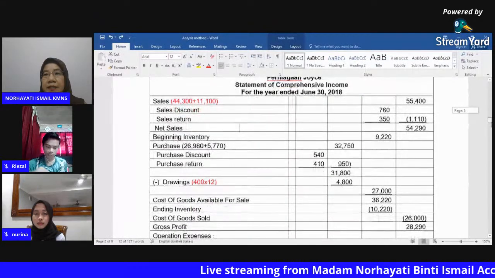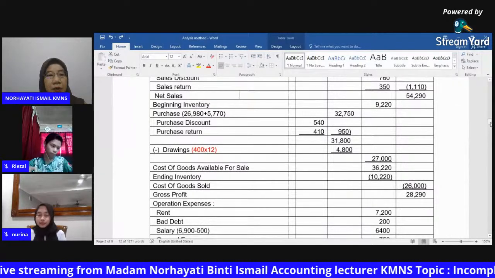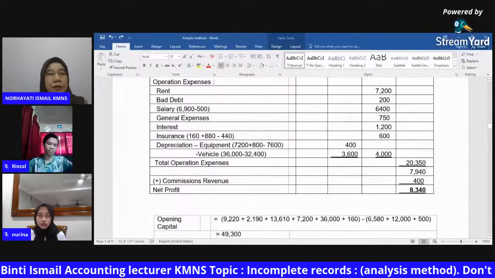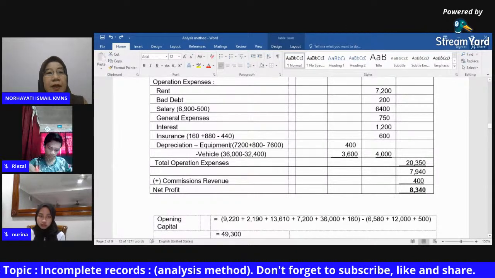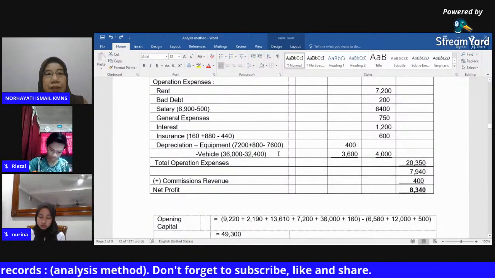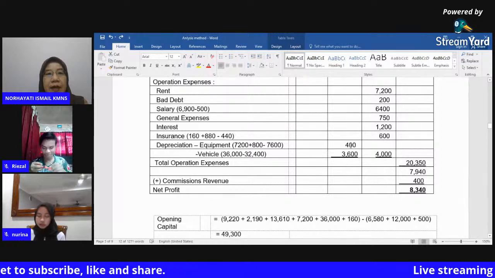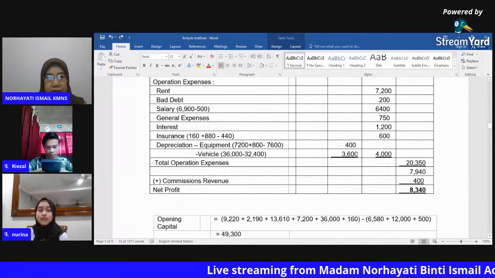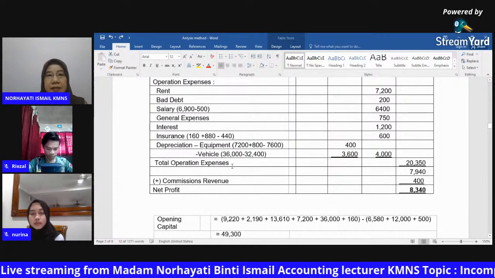So I make a correction. That one is equipment, not the fitting. Okay, we continue the total. So you can see that one is for equipment, not the fitting. So we continue. The total for depreciation for equipment is 400, and for vehicles is 3,600.